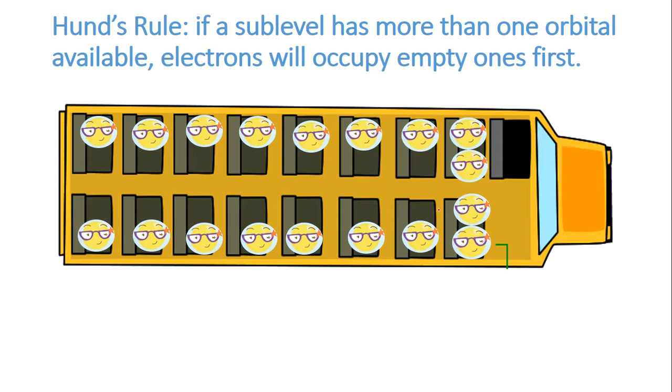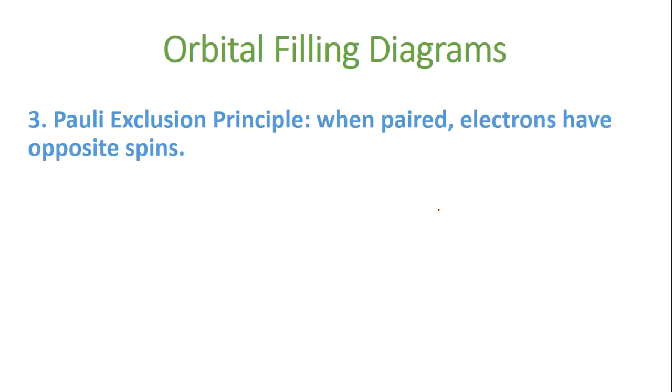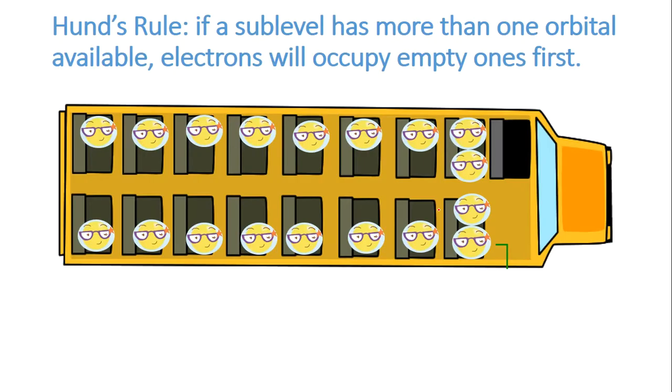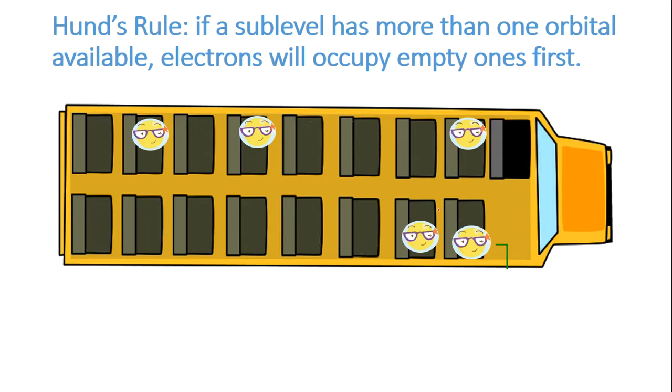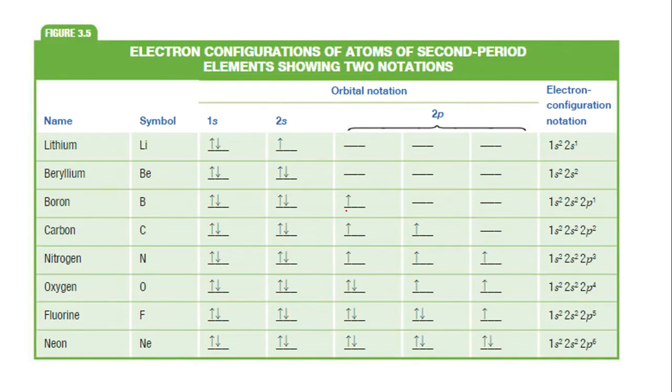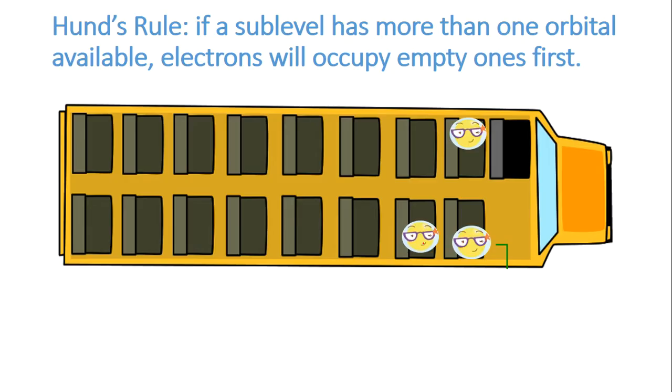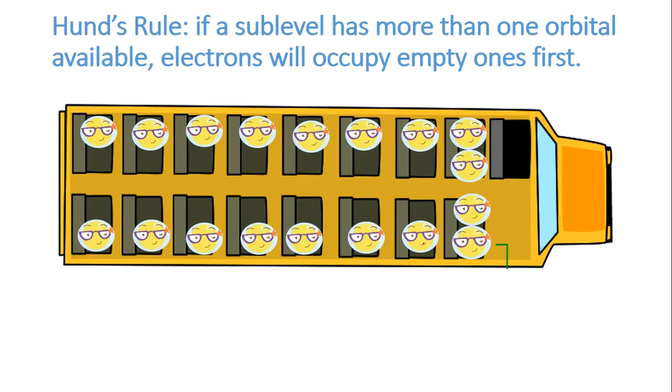So that's Hund's rule. Basically, if a sublevel has more than one orbital available, the electrons occupy the empty ones first. Here, carbon has 2 electrons in the P sublevel, 2p2. So rather than doubling up here, it doesn't do that. What happens is the next electron goes over here. So that's like kids on a bus or whatever. All right, that's Hund's rule.